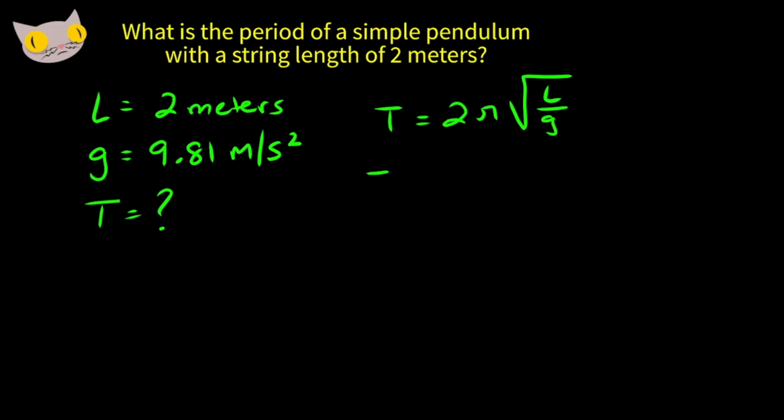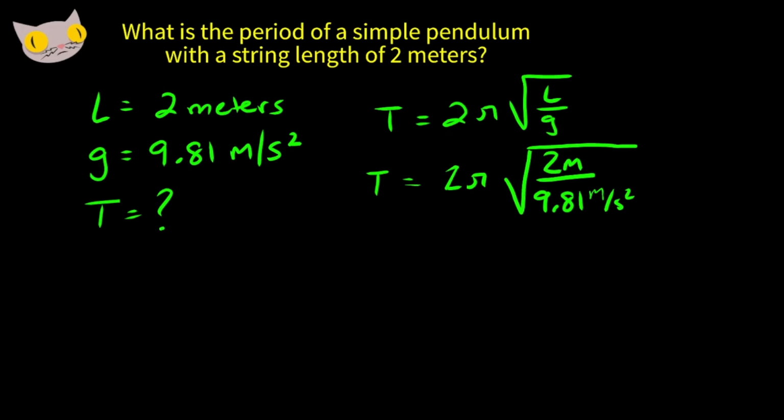So we have 2 pi times the square root of 2 meters over 9.81 meters per second squared. And this comes out to be about 2.84 seconds.